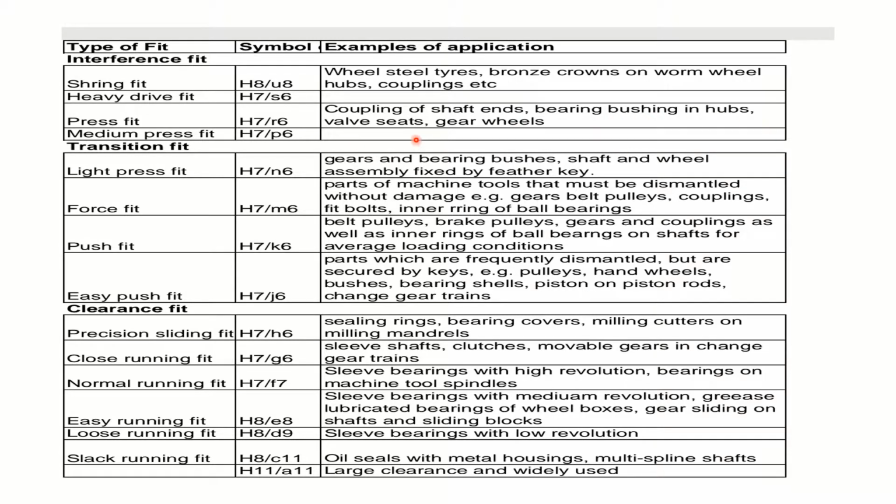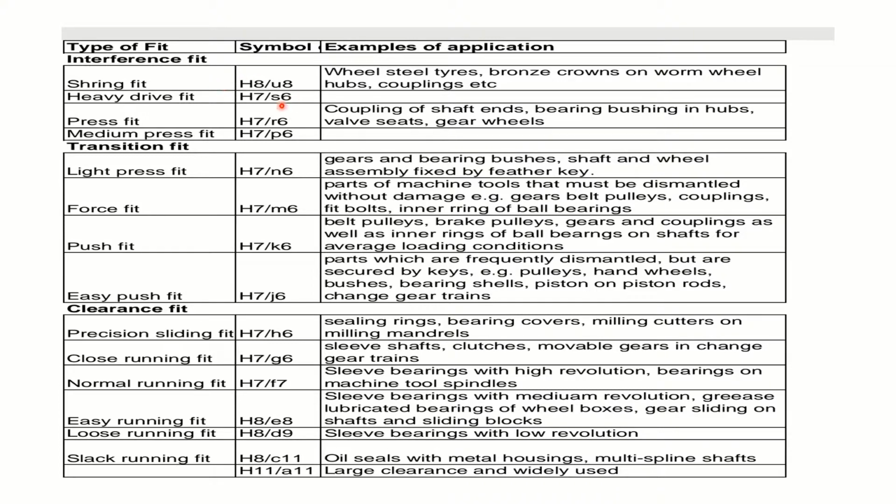Medium press fit is this type of fit having negative allowance. Considerable pressure is required to assemble the hole and the shaft. It is used in the armature of dynamos. As for the shrink fit and heavy drive fit, there is not that much change. Heavy drive fit works very much the same as the shrink fit.